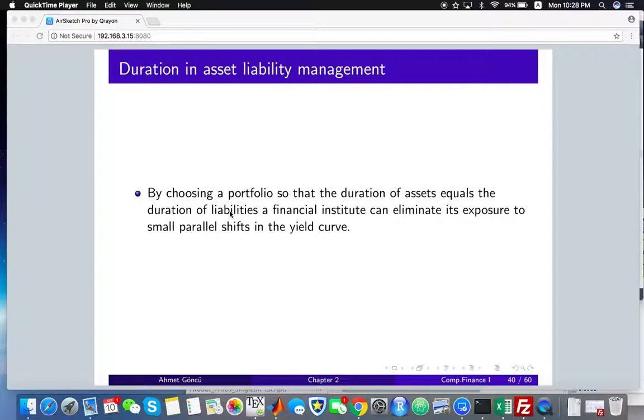So you can think of the bank, for example. Suppose we have a bank, and in the bank you have basically assets and liabilities. And typically assets are the credits given to the economy, the companies, okay? And liabilities are the deposits of the investors, like small investors.